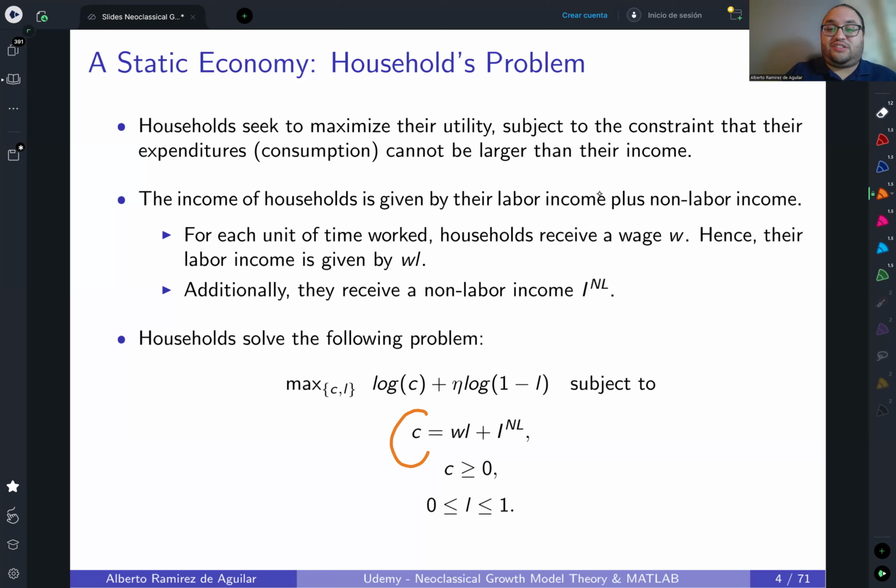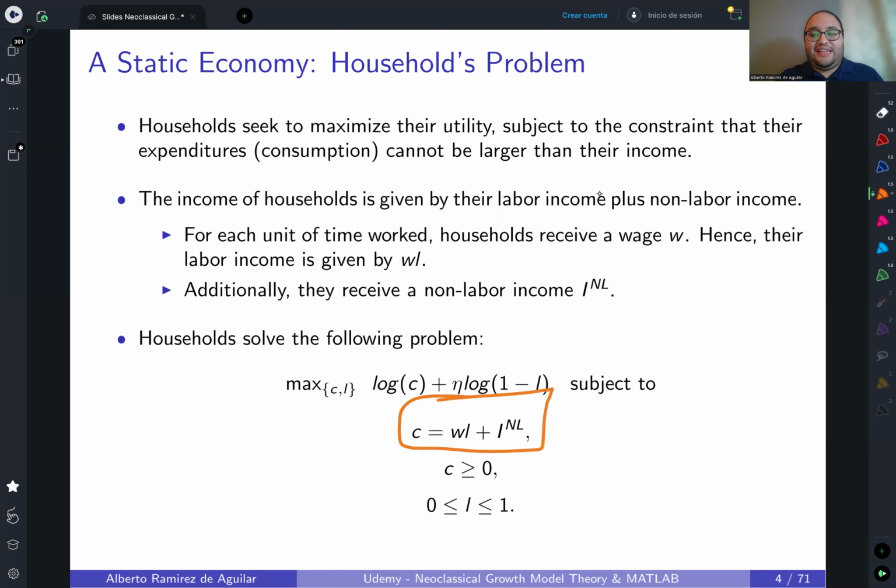So the expenditures of the household, which is consumption, has to be equal to the labor income plus the non-labor income, which is the total income. Another way of interpreting this is, because I was saying there is no tomorrow, it doesn't make sense for households to leave money on the table. So therefore, it's going to be optimal for households to always spend all their income, which is what this constraint is saying.